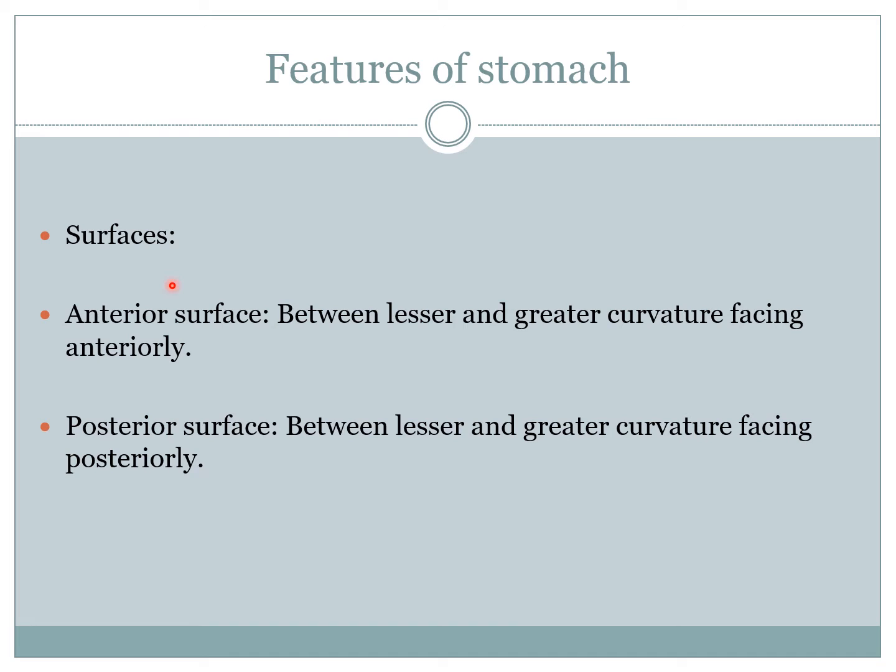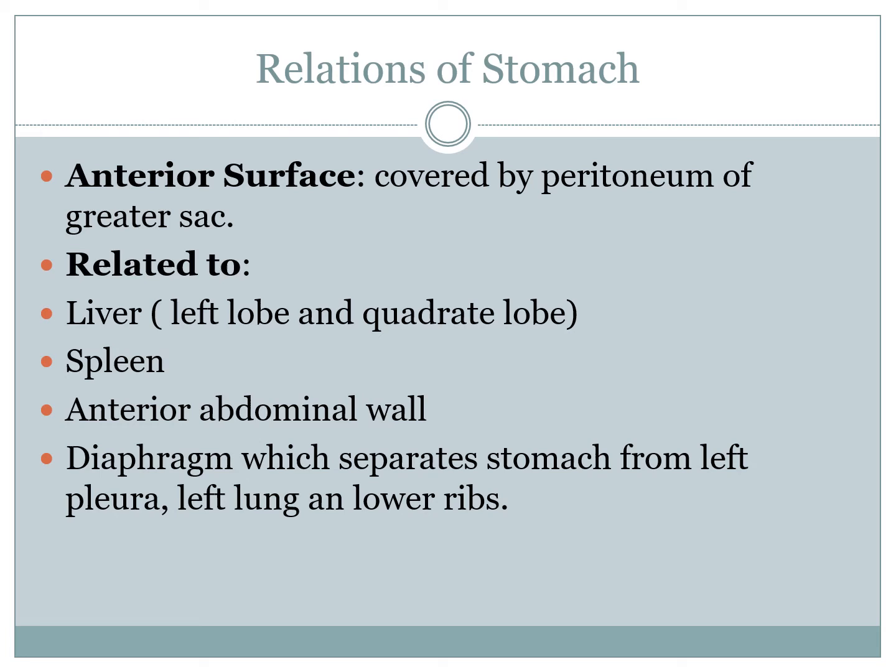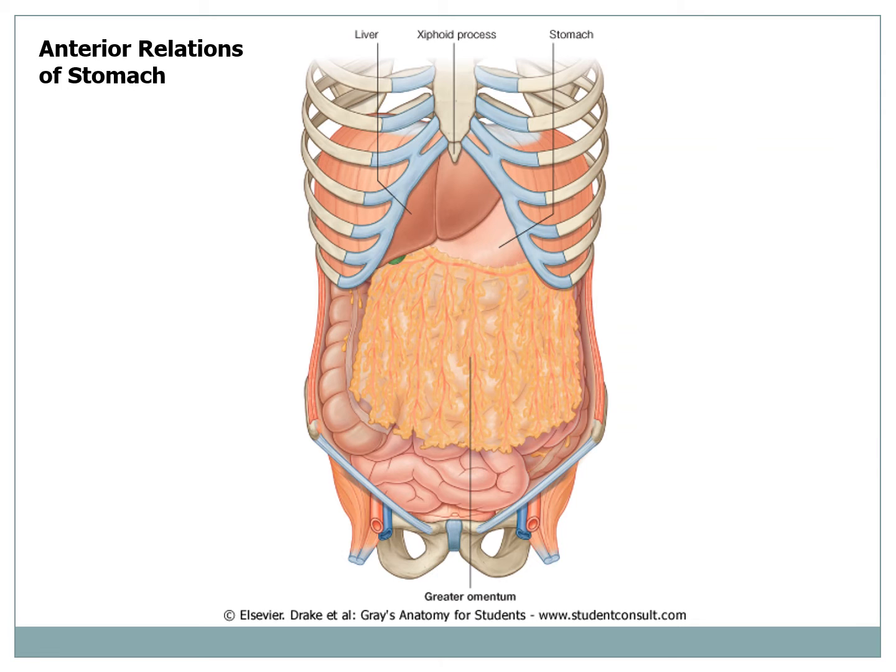Now the features of the stomach, meaning the surfaces. Here there is an anterior surface between the lesser and greater curvature facing anteriorly, and a posterior surface between the lesser and greater curvature facing posteriorly. First the anterior surface. It is covered by the peritoneum of the greater sac. It is related to the liver, left lobe and caudate lobe, spleen, anterior abdominal wall, and diaphragm, which separates the stomach from the left pleura, left lung and lower ribs. And you see these anterior relations of the stomach.